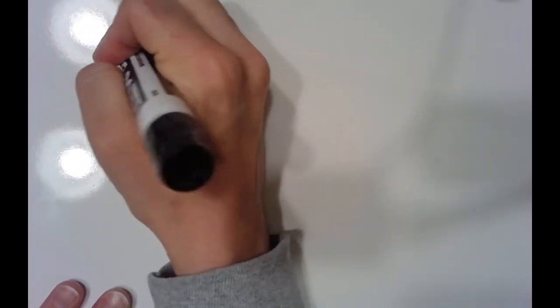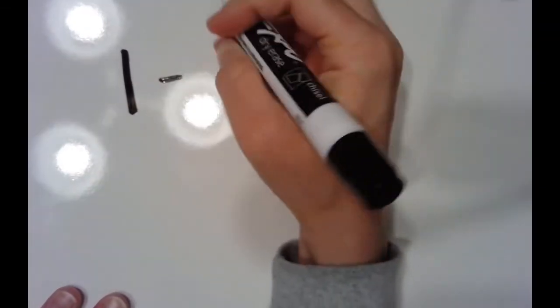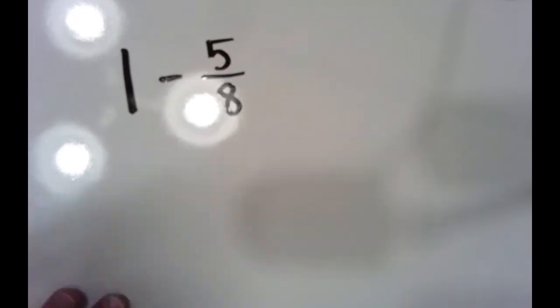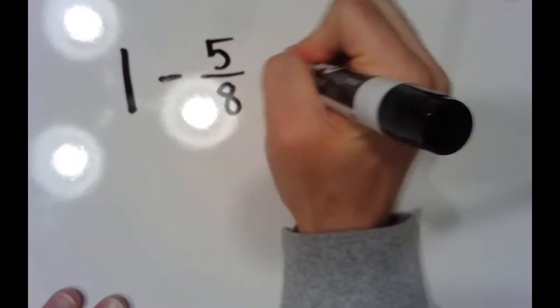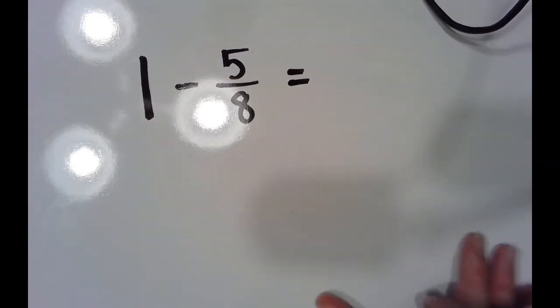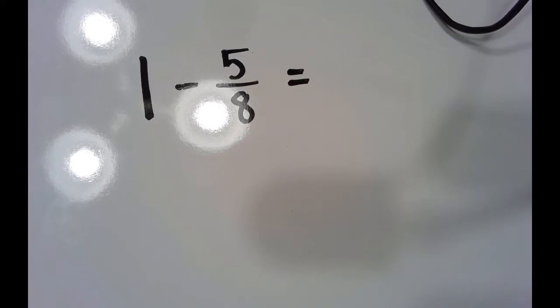So what if I have one whole pizza, and I eat 5/8 of my pizza? How much is left? I had a whole pizza, and then I ate 5/8 of the pizza, and I want to know what fraction of the pizza is left after I eat some of it.